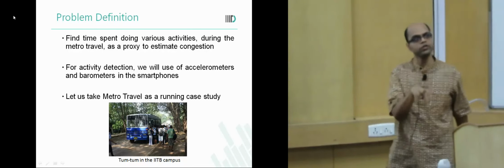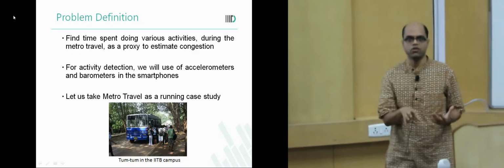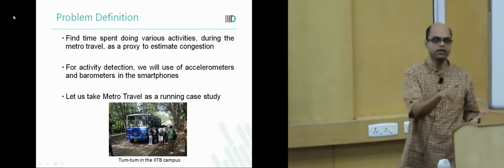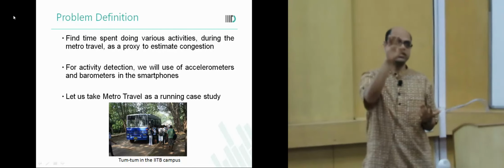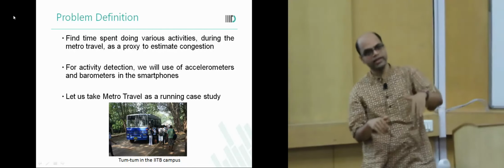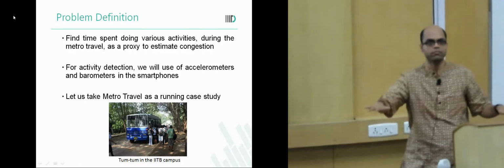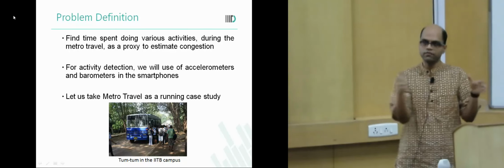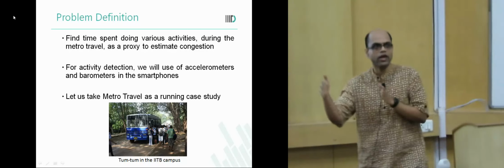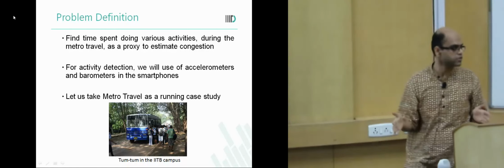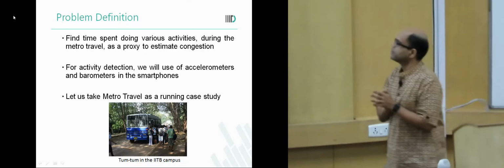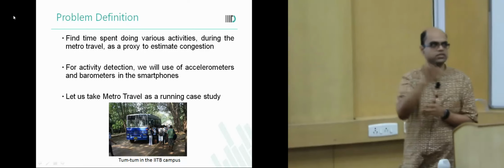So we are going to detect these activities of queuing up, standing in a line, or walking, or climbing up the stairs, taking an escalator or an elevator, and then waiting on a platform where you're standing. If I can detect all these small activities on the phone, then I just have to measure how much time it is taking for that activity. And metro travel is a case study for us.